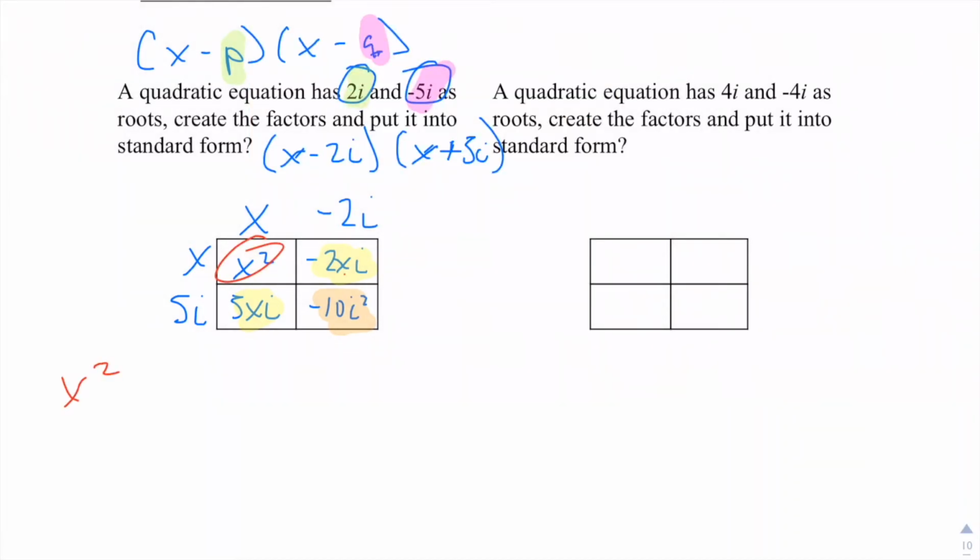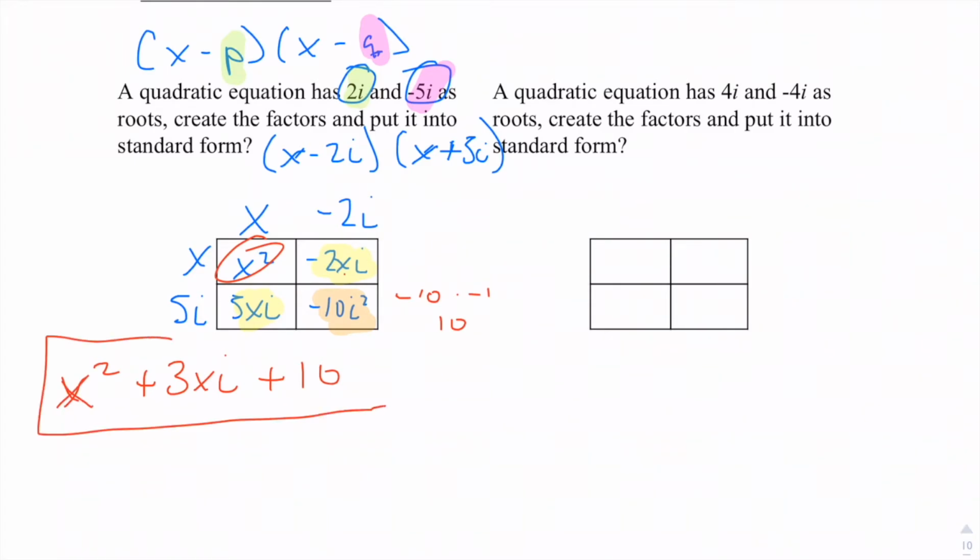And if we simplify this, all we can really do is mess with the real numbers. So we have -2xi plus 5xi. That's going to give me a positive 3xi. I'm going to have -10 times i squared, which is the same thing as saying -10 times -1, which is positive 10. So it's going to be plus 10. So in standard form, this quadratic equation is x squared plus 3xi plus 10.